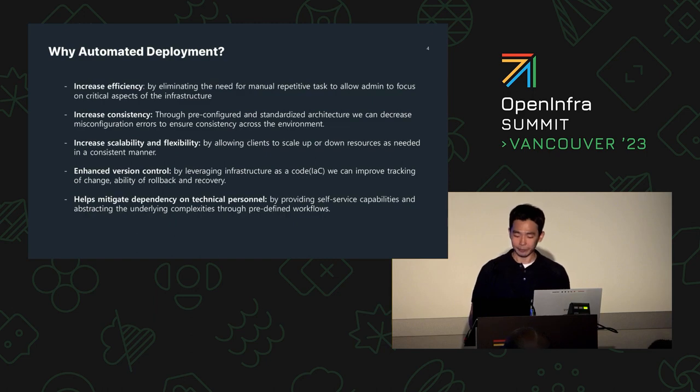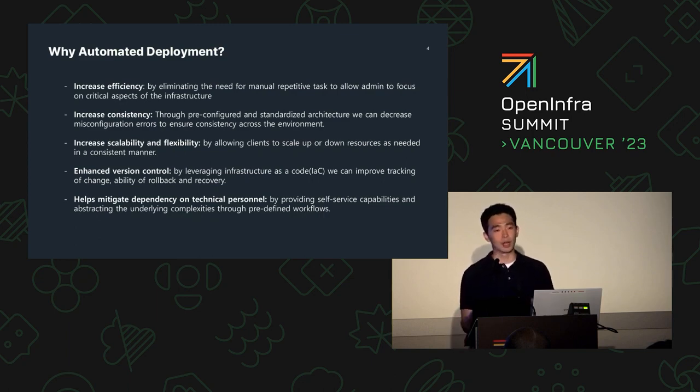And then lastly, it helps mitigate dependency on technical personnel. So even if you have a hard time recruiting OpenStack expertise, it really just decreases the burden in that area as well. So overall, OpenStack automation deployment streamlines the initial deployment processes, improves efficiency, ensures consistency, and simplifies the ongoing operations within your cloud environment.